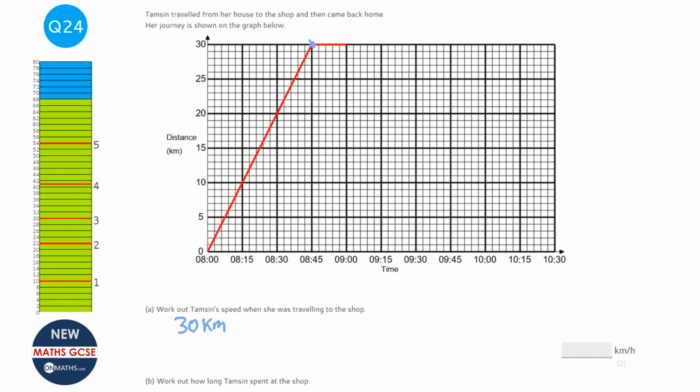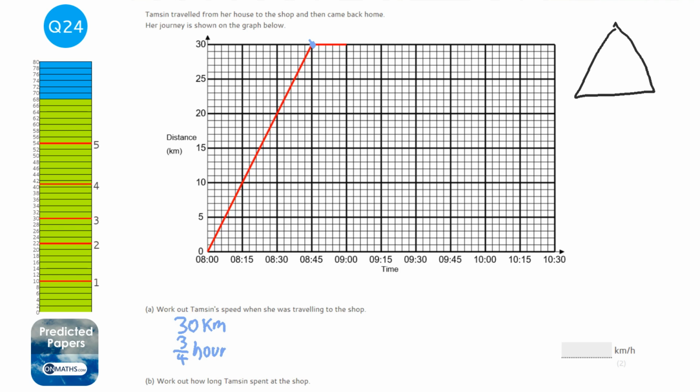And the time it's taken her is 3/4 of an hour. And because it wants the unit in kilometres per hour, it's useful we always do the time in hours. Now the triangle for working this out has speed and time at the bottom and distance at the top, which means if we're looking for speed, then we're doing distance divided by time. So we're doing 30 divided by 3/4 of an hour.